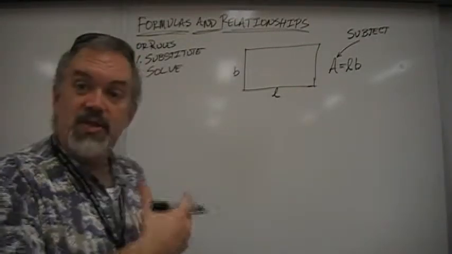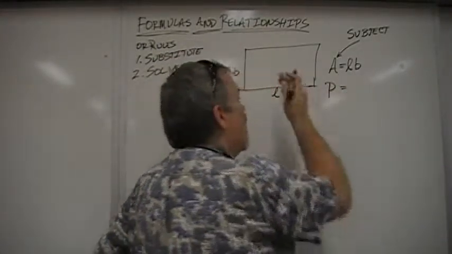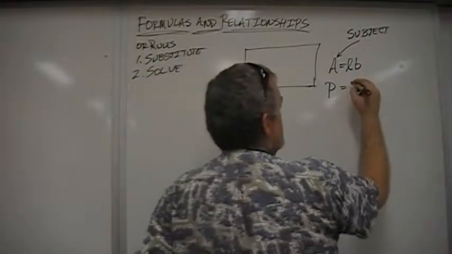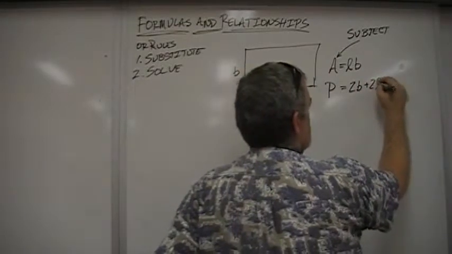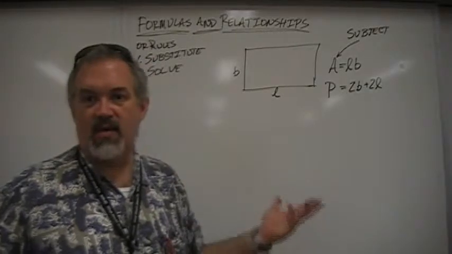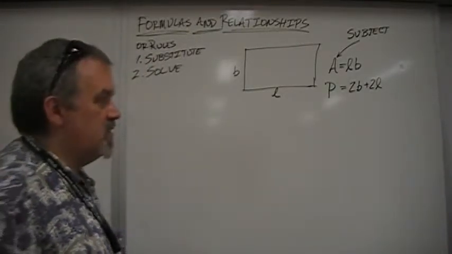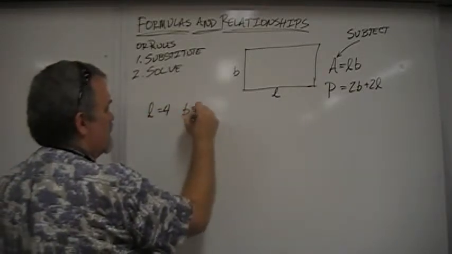So let's use a different rule. If we wanted to know the perimeter of this rectangle, we would say that the perimeter is equal to 2 times the breadth plus 2 times the length. Or you could say 2 times the length plus 2 times the breadth, whatever you prefer. Now let's say that we had a problem and I told you that the length is equal to 4 and the breadth is equal to 7.